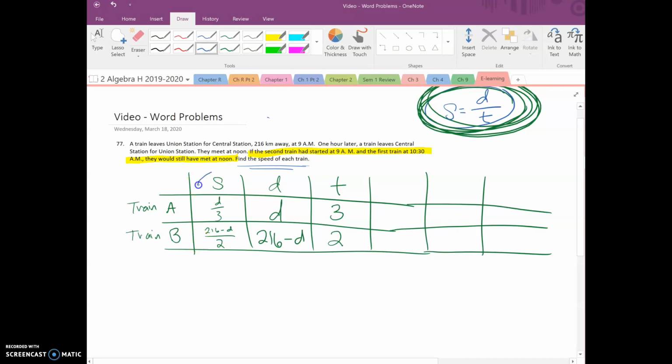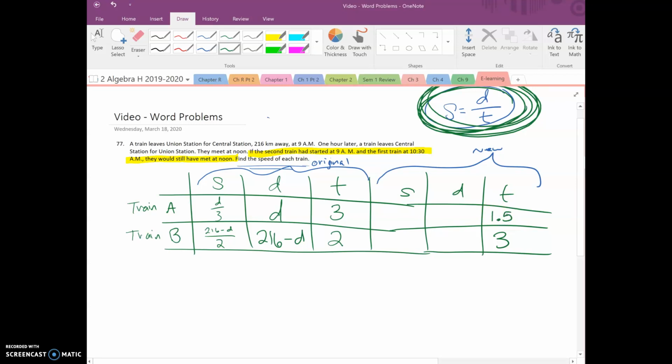So in this first one, I'm going to say these were all for the original trip that was planned. And then these next 3 are for the new trip that was planned. So speed, distance, time once more. Now it says second train starts at 9 a.m. and still gets there at noon. Okay, that's 3 hours. First train would start at 10:30 and get there at noon. That's 1.5 hours.